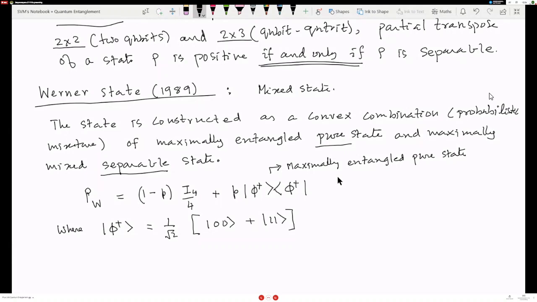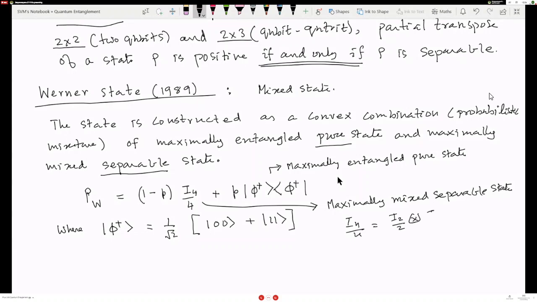Whereas I4 by 4, what about I4 by 4? I4 by 4 is a maximally mixed separable state, because I could have written I4 by 4 as I2 by 2 cross I2 by 2. So how are you calling it a mixed state? Separable state understood. How is this a mixed state?